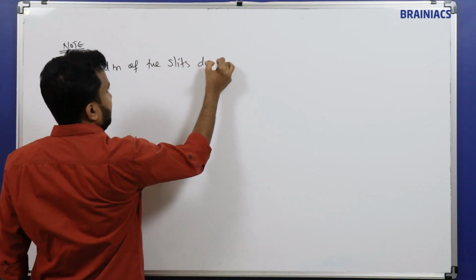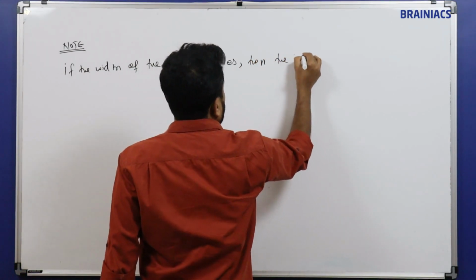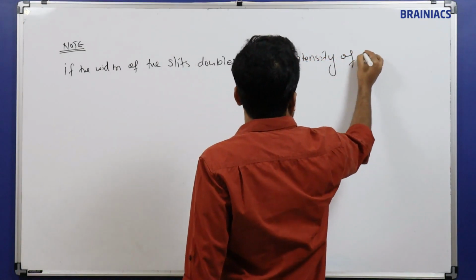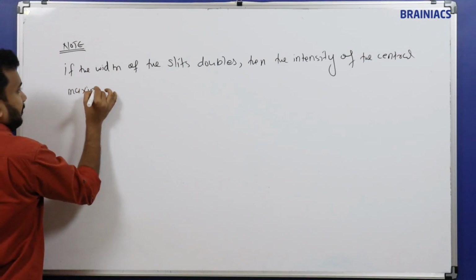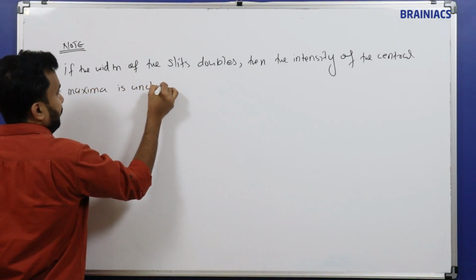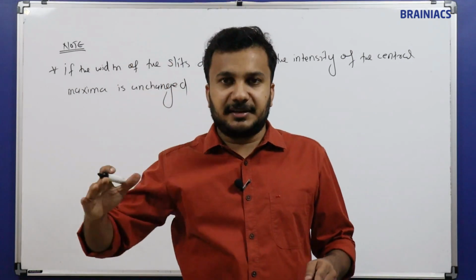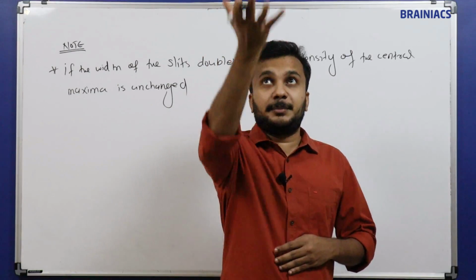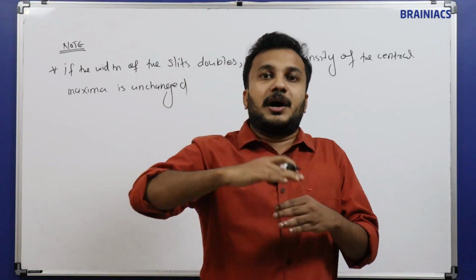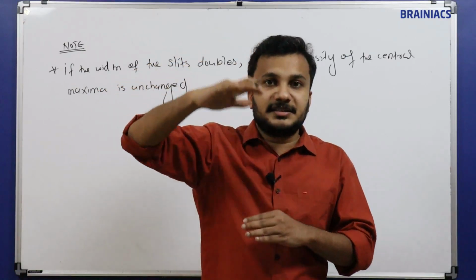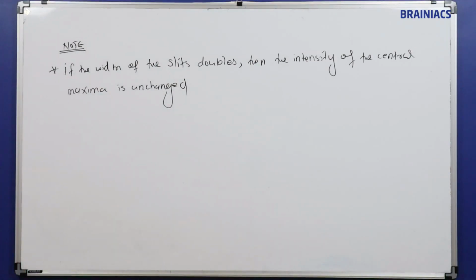If the width of the slits doubles, then the intensity of the central maxima is unchanged. This is an important point. When the slit width increases, we have drawn a graph of intensity versus angle theta, the ripples graph like this. The y-axis is intensity, the peak. That intensity will not change when the slit width changes; intensity remains unchanged. Keep this concept in mind.